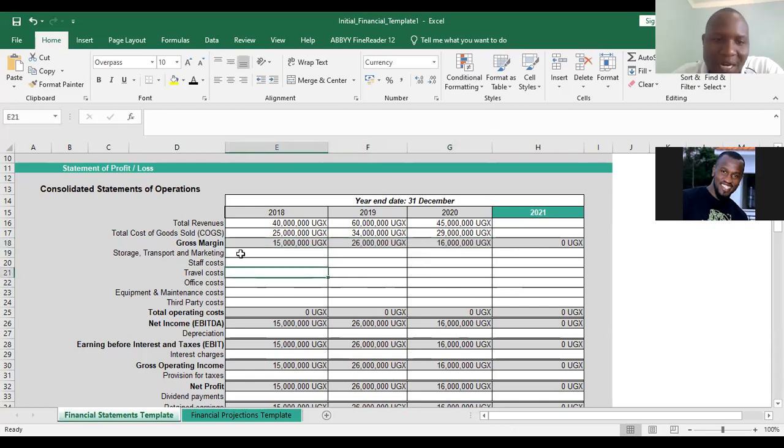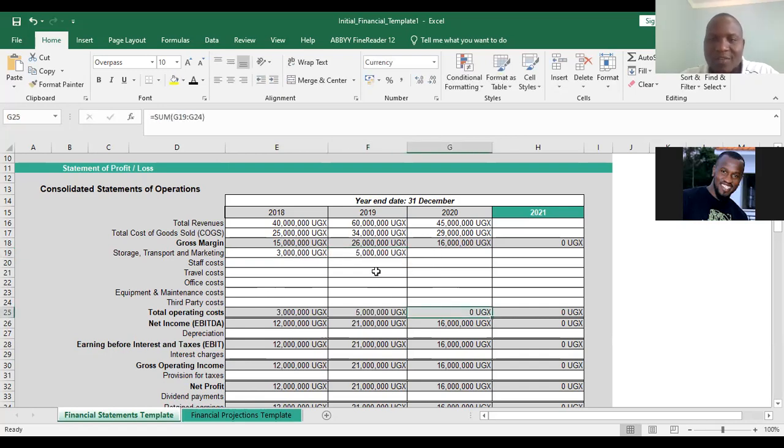Then I will put operational costs, as you can see below. This is a classification of the operational costs. So I can say, okay, for transport, storage, and marketing, I will say maybe I spent a total of 3 million in year one. Sorry, 3 million. Then I spent 5 million in year two.